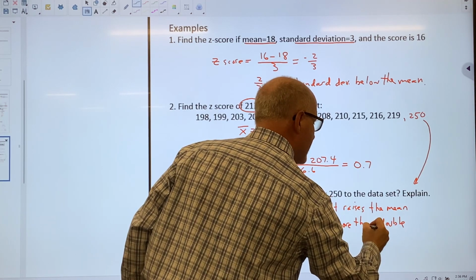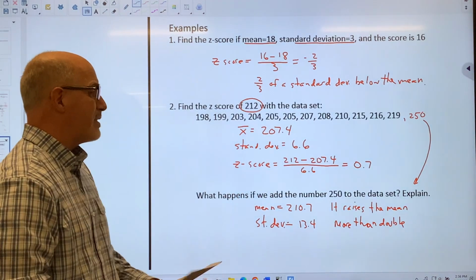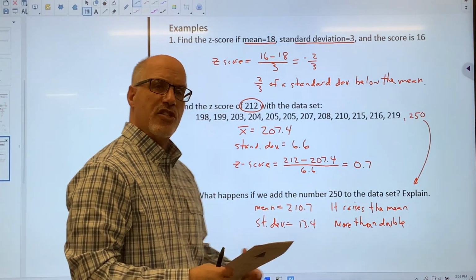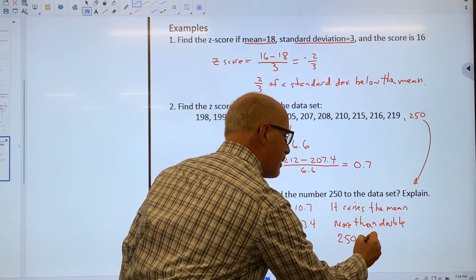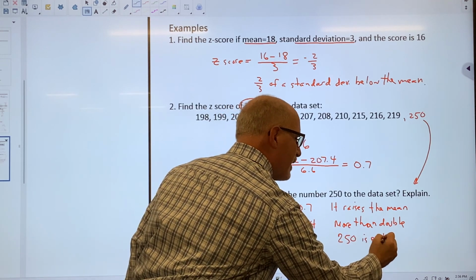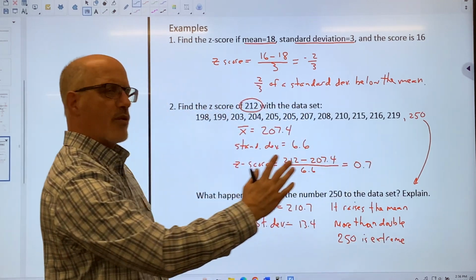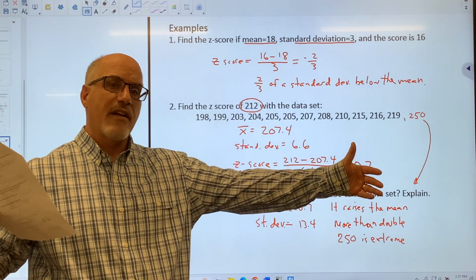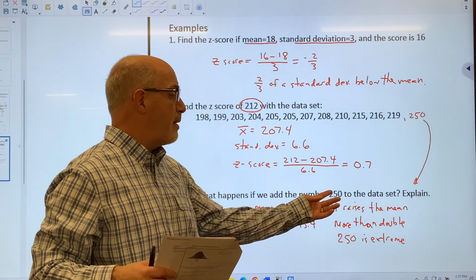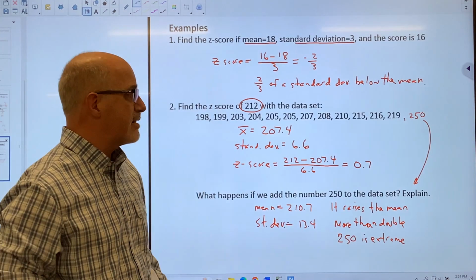Now the question is, explain that. Well, what's happening is this is such an extreme value. 250 is extreme. It's really pulling the data over, pulls the mean over to the right toward that extreme value, but it really shows that the spread of the data has now increased quite a bit because this extreme value has been added to the data set.